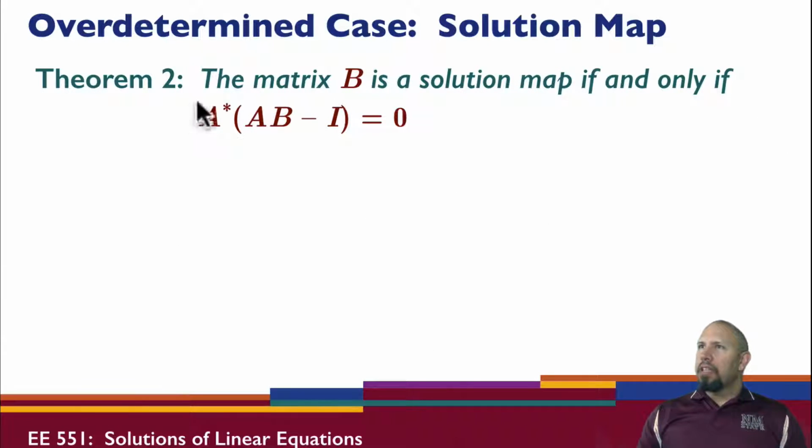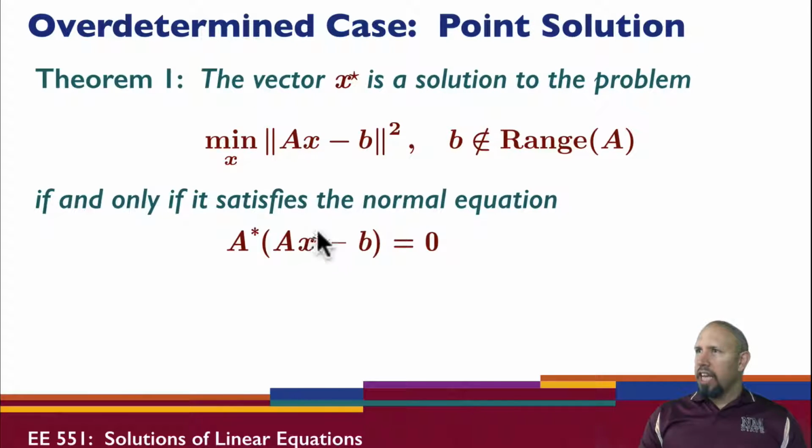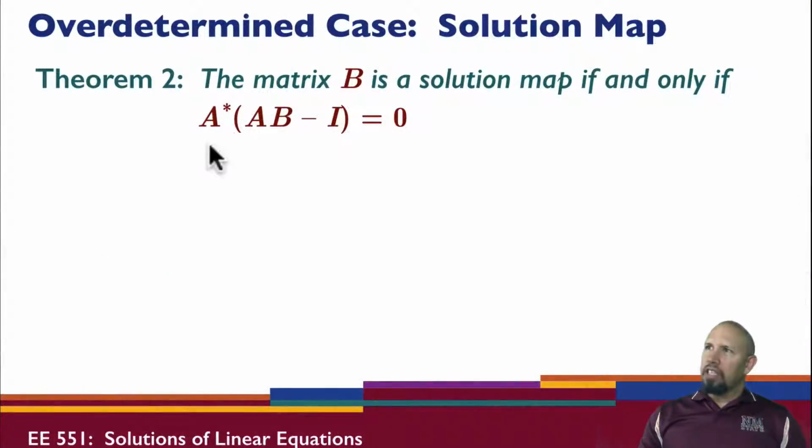What about the solution map? Well, the solution map says this. The matrix B is a solution map if and only if it satisfies this equation, which is similar to the normal equation. The difference between this equation and this equation, obviously, is instead of having x star, we have B, and instead of having little b, we have an identity matrix. So notice that this basically takes it out of being dependent upon a specific vector b and puts it in terms of the general case of the identity matrix. So the matrix is a solution map if and only if this equation holds. So this is the solution map version of the normal equation.